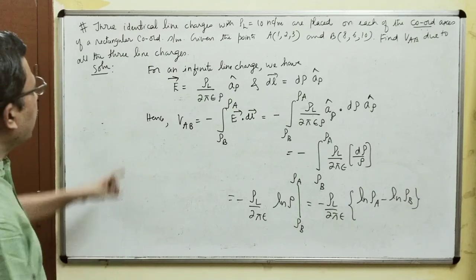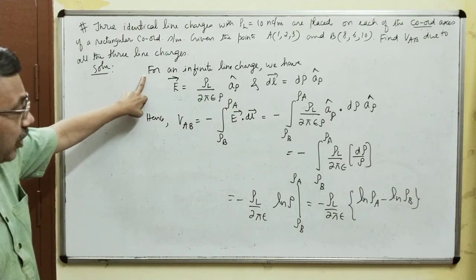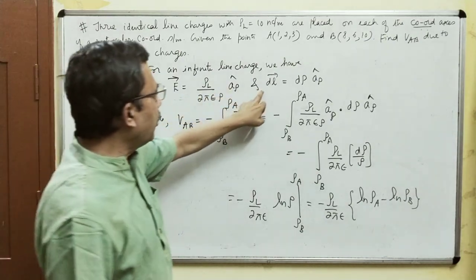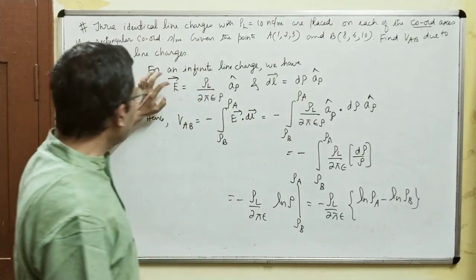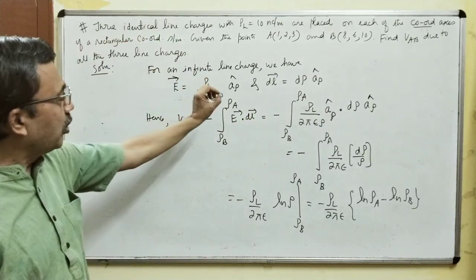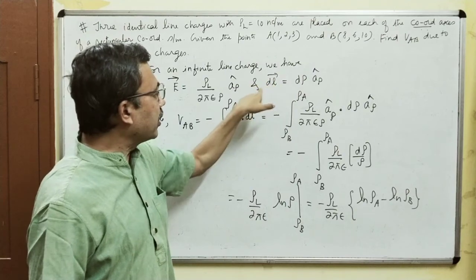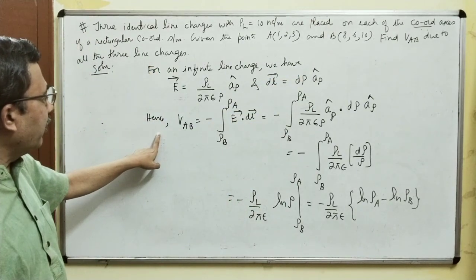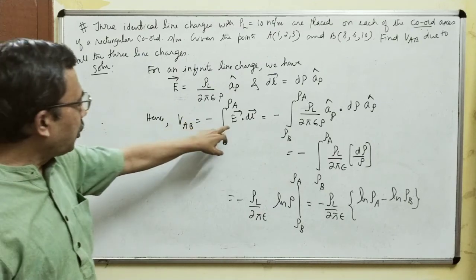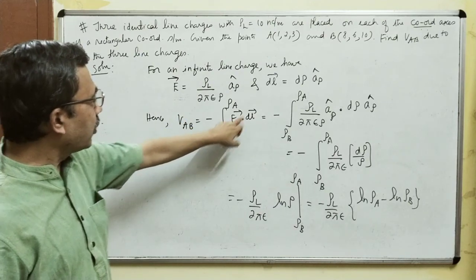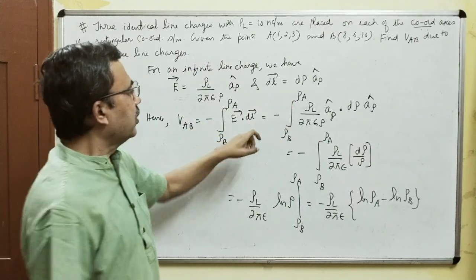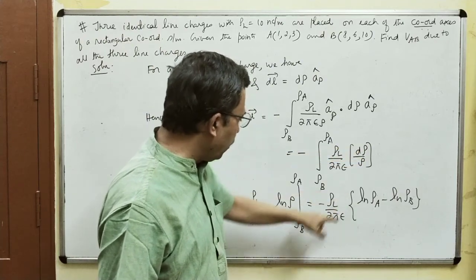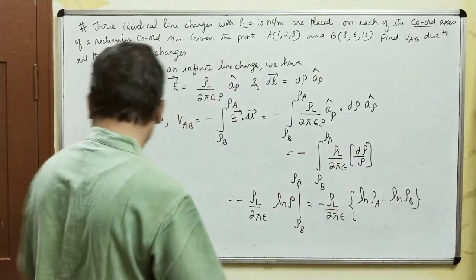So, I have written, for an infinite line charge, this is the expression for electric field intensity. Vector DL is D rho into A rho cap. Vector E has the same unit vector as DL. So, this is the expression for potential difference between the points A and B. I have substituted the expression for vector E and for vector DL. A rho cap dot A rho cap is 1. Integration of 1 by rho is log rho. Then I put the limits.